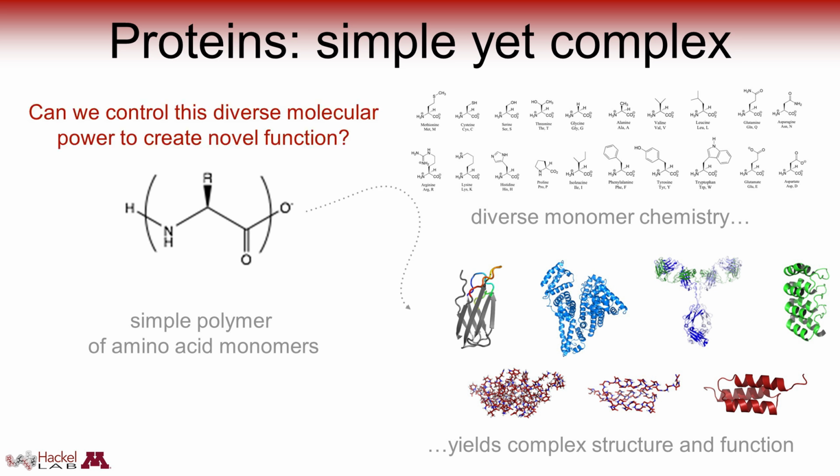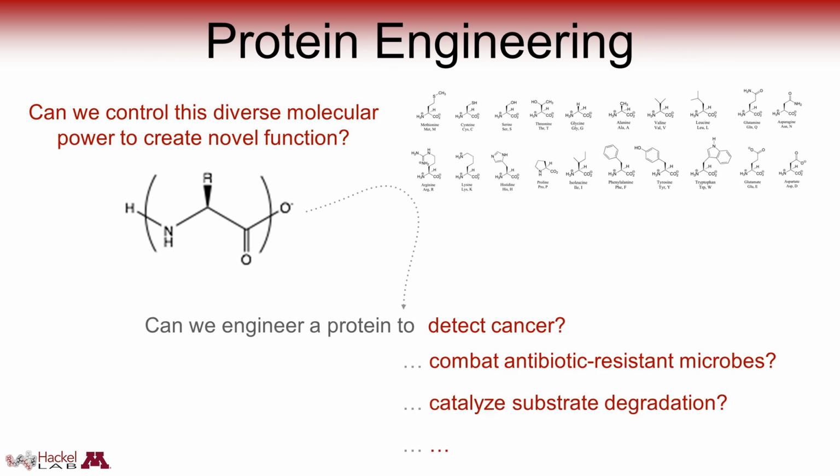So the key question in protein engineering is, can we harness this diverse molecular power to create novel function? These are examples of native function. Can we modify those functions or even find brand new functions? That in general is the field of protein engineering. Can we put the appropriate amino acids in the appropriate locations to drive new or improved function? I'll share a bit about a few examples from my lab in which we engineer proteins to detect cancer, combat antibiotic-resistant infection, as well as catalyze substrate degradation for a biomarker-based approach.